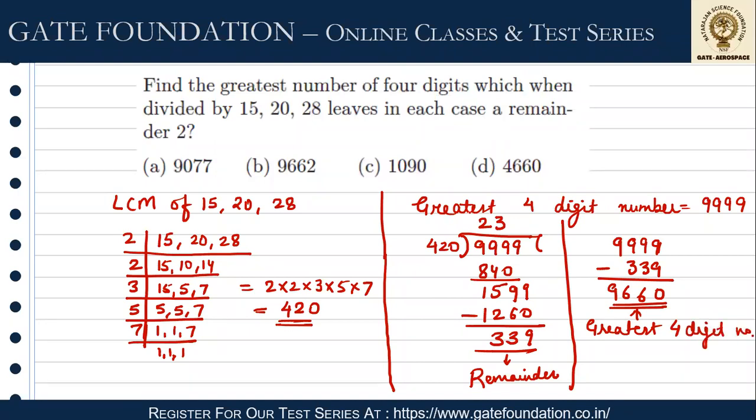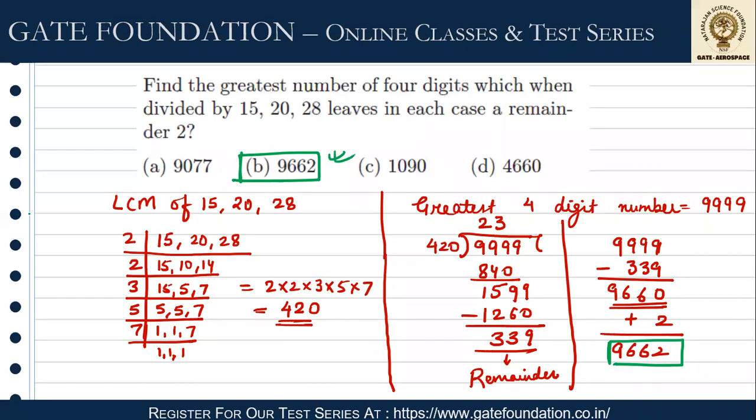But I'm interested in finding a number which in each case leaves 2 as a remainder. So I'll just add 2 to this. The final answer that I get becomes 9662. And this is your final answer. So yes, option B is correct, 9662.